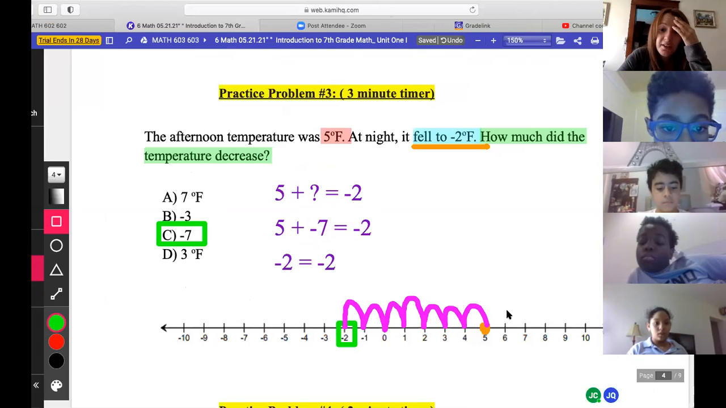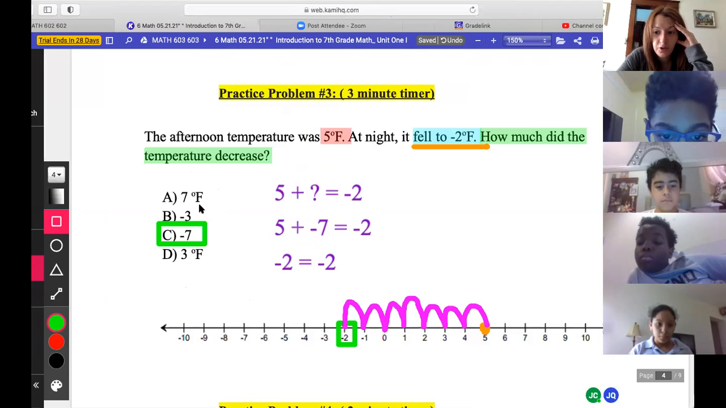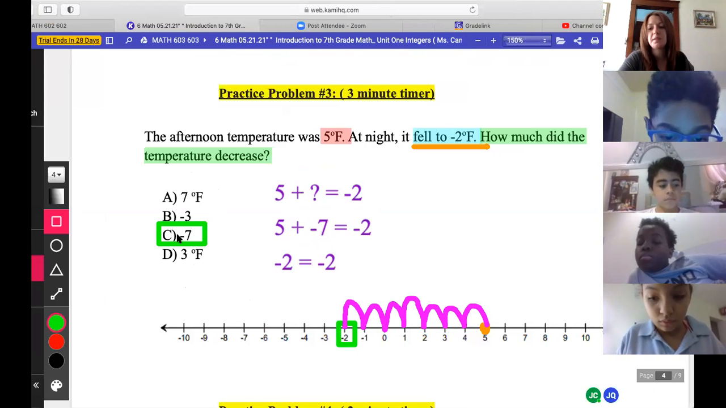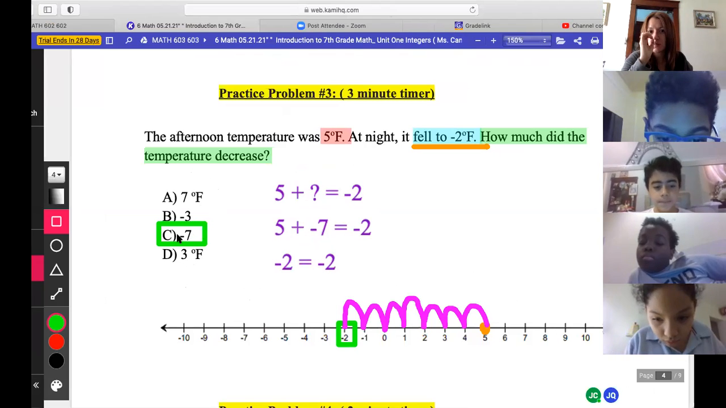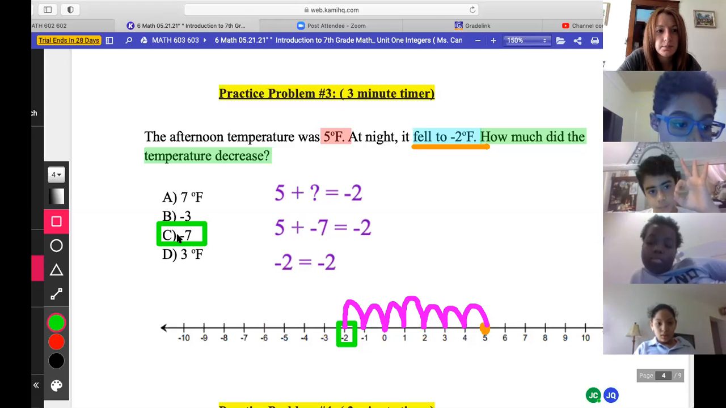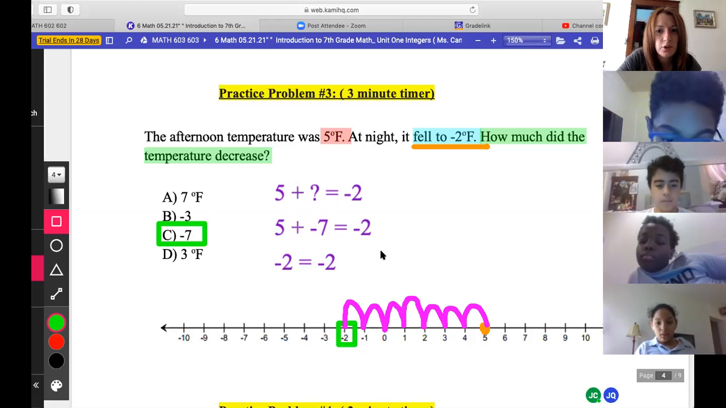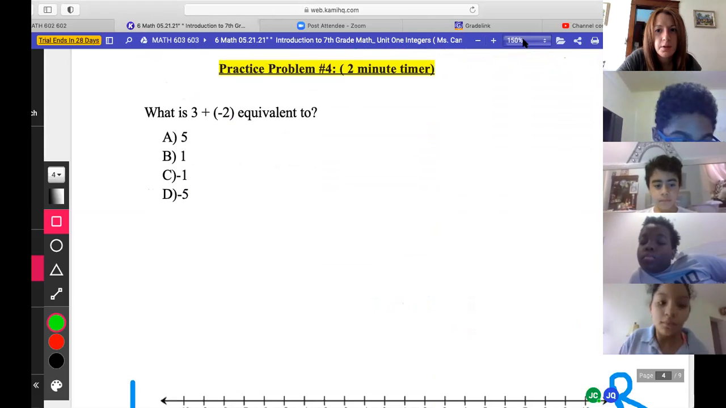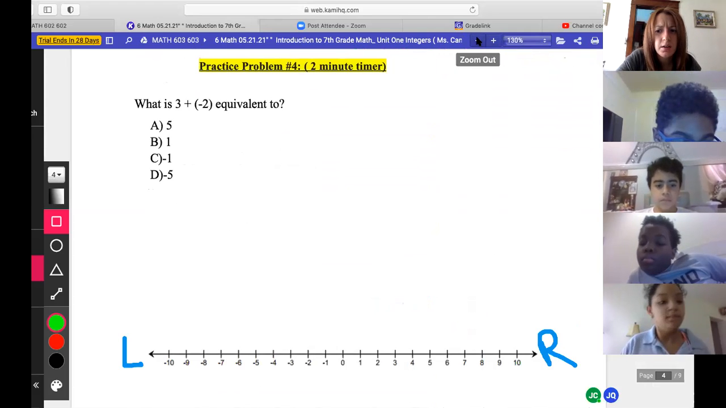Again, we started at 5, we needed to get to negative 2. We know that 5 plus 7 is 12. We know that 5 plus negative 3 is 2. We know that 5 plus 2 is 7. So clearly it has to be negative 7, right? Does that make sense for you all? Awesome. I'm going to move on to the next one.